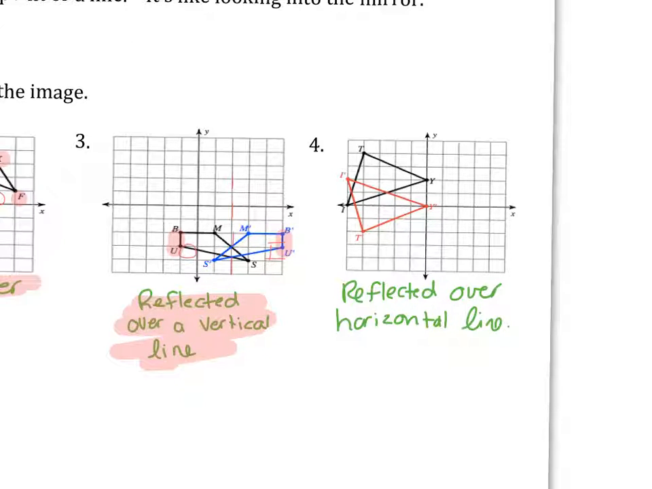And number 4, last one, the one in red is going to be the image, and black is going to be the original. You can tell it was a reflection because if you look at T and then T prime, it was flipped down. So this is different than being flipped from left to right. This one was actually flipped down. And I'm going to look at Y here. Going to find the middle. This is going to be my line of reflection, the dashed line there. So this time we actually have a horizontal line, not a vertical line. So we're going to say reflected over a horizontal line.